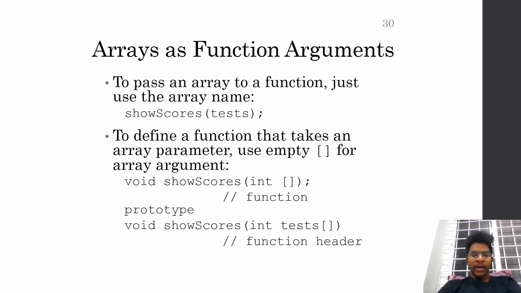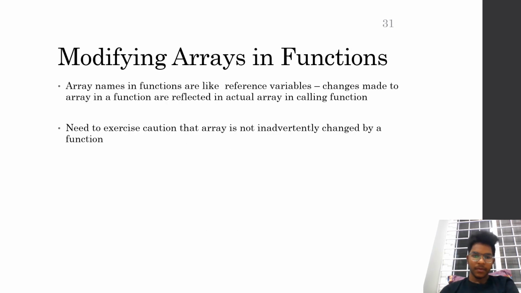Arrays as function arguments. To pass an array to a function, just use the array name. To define a function that takes an array parameter, use empty brackets for the array argument. Array names in functions are like reference variables. Changes made to the array in the function are reflected in the actual array that was passed to the function. Need to exercise caution so that the array is not inadvertently changed by a function.